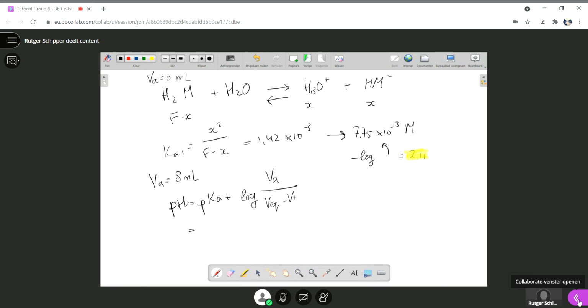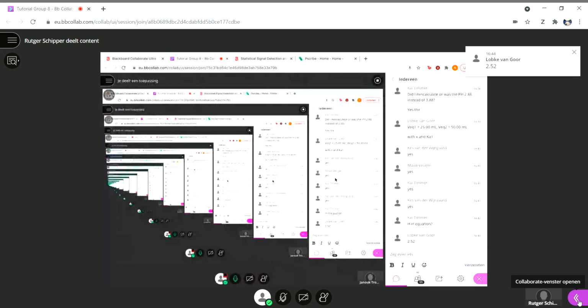So I'm used to writing down VT, which means volume toegevoegd in Dutch. It's the same as volume added. Or you could say maybe it's VT as in volume titrant, but whatever. We're using volume added now. So can someone type the pKa of the first reaction? (2.52).